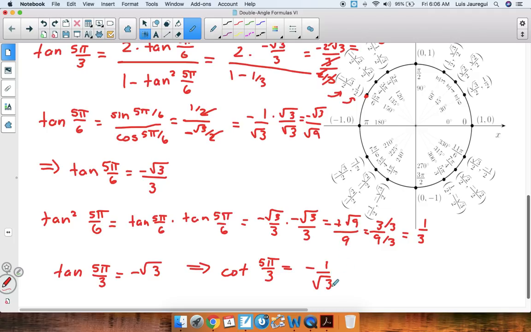And once again, rationalizing by multiplying by 1 in the form root 3 over root 3, we get that this value is negative square root of 3 over the square root of 9, which happens to be negative square root of 3 over 3. And that concludes this particular video on double angle formulas.